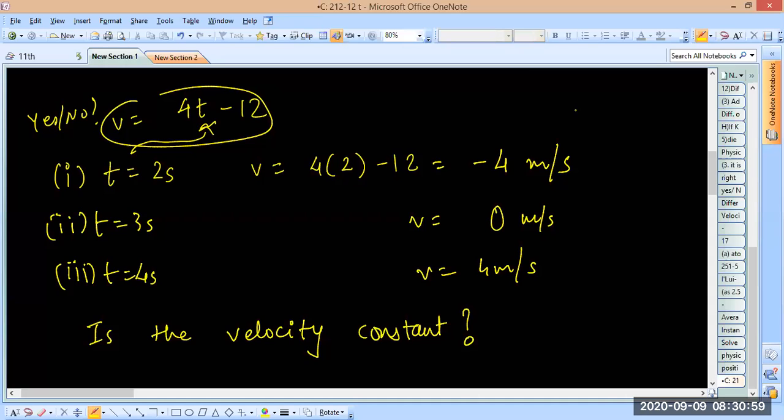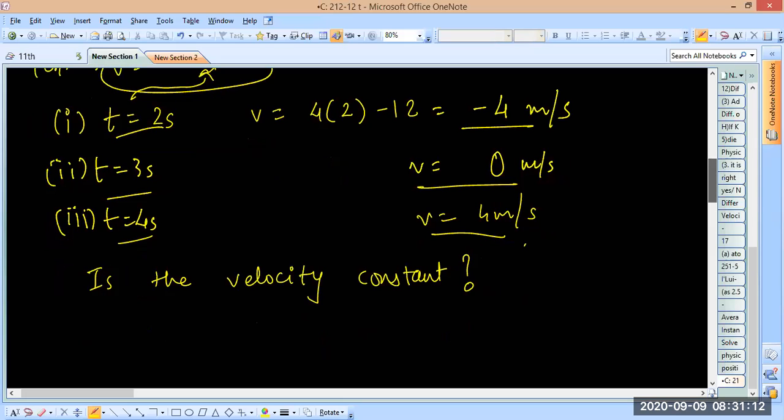Okay, is the velocity changing as time changes? As time changes, does the velocity change or not? Of course it changes, right? Clear? Velocity is changing. You can see that.